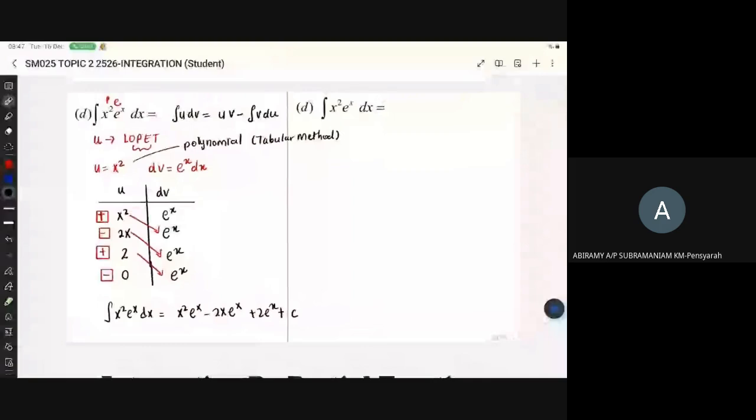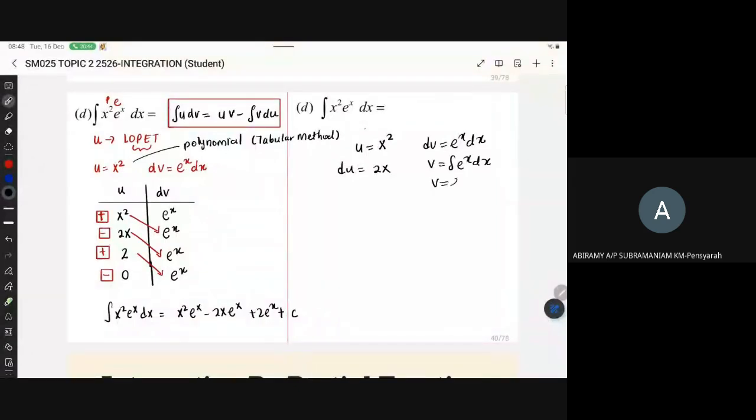Now let's see the same question. Let's see if we didn't use the tabular method and we use by parts, like what we learned earlier. So what is by parts? Integral of u dv equals uv minus integral of v du. We need to recognize our u, where we already recognize u as x squared and dv as e^x dx, and we are going to differentiate u and integrate dv. So v is e^x, du is 2x dx.